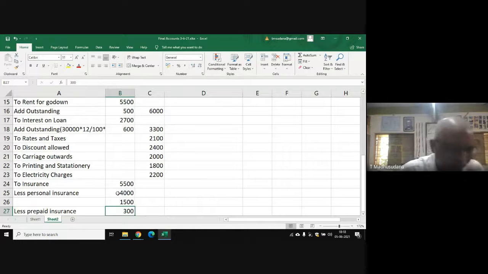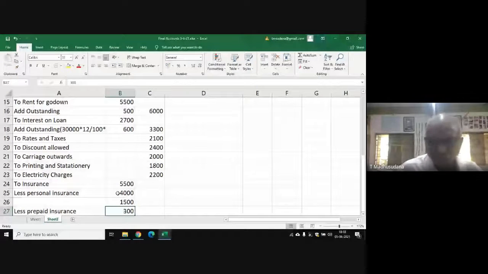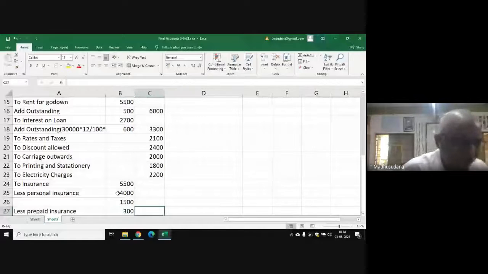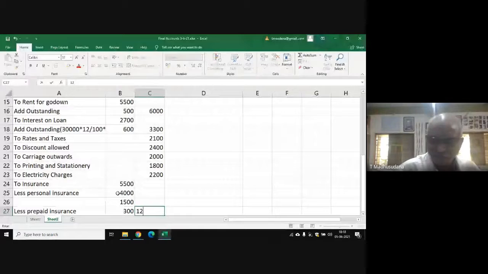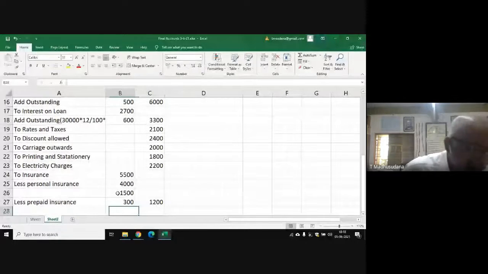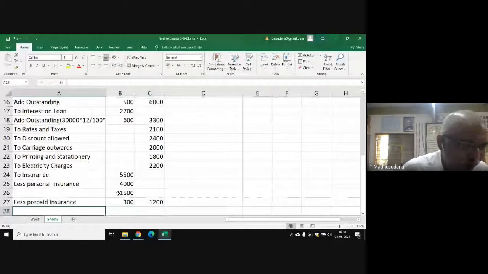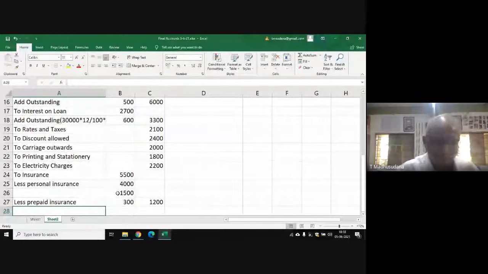So after deducting this amount from 1,500, what is the net figure? It is 1,200. Okay. Next, after insurance, next to general expenses.